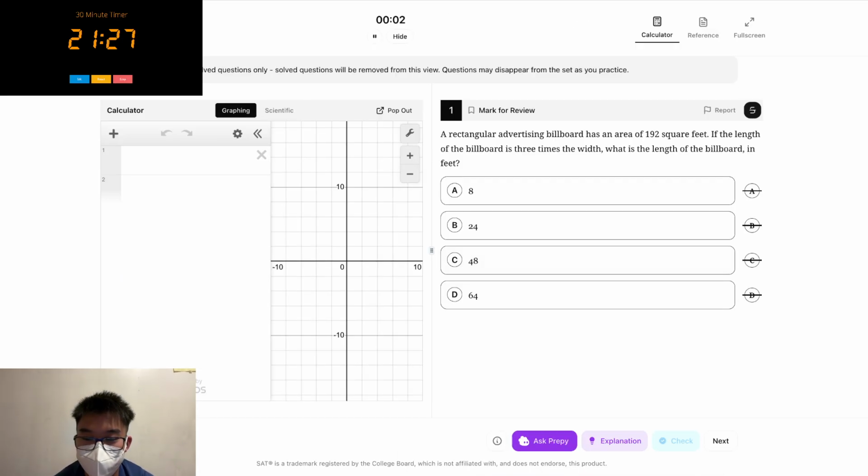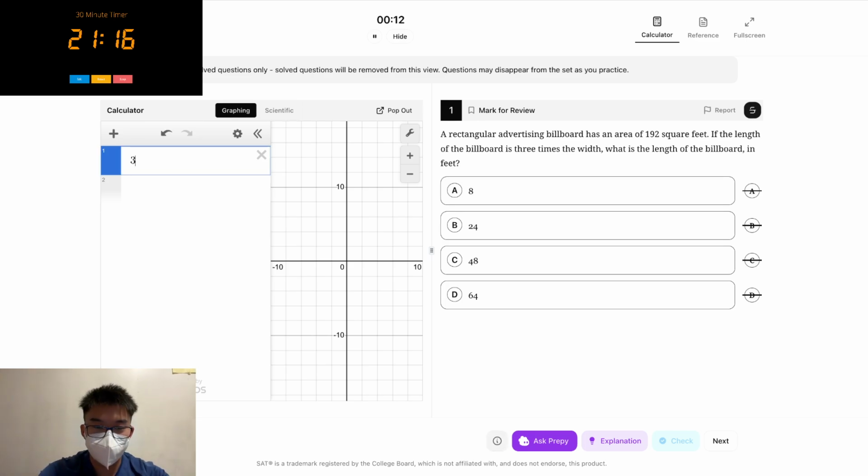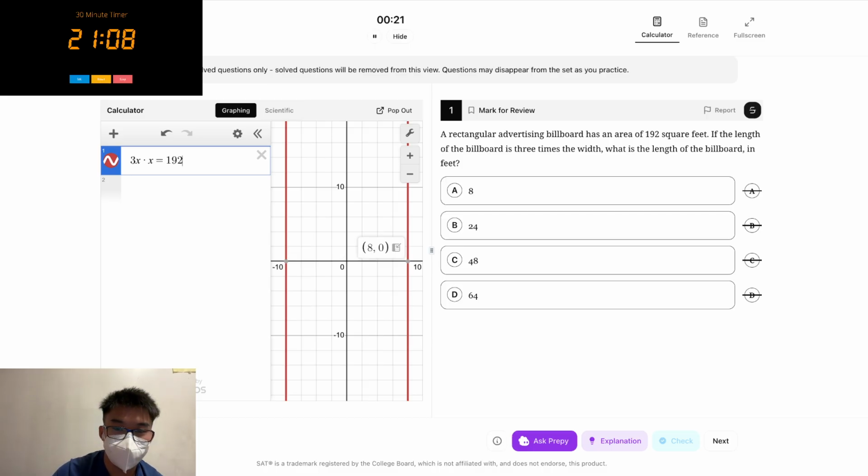Okay, rectangular area is this much. The length is 3 times the width. What's the length? It's pretty simple. So you pretty much have 3x plus x, 3x multiplied by x, which is equal to 192. So you have 8, I'm guessing.